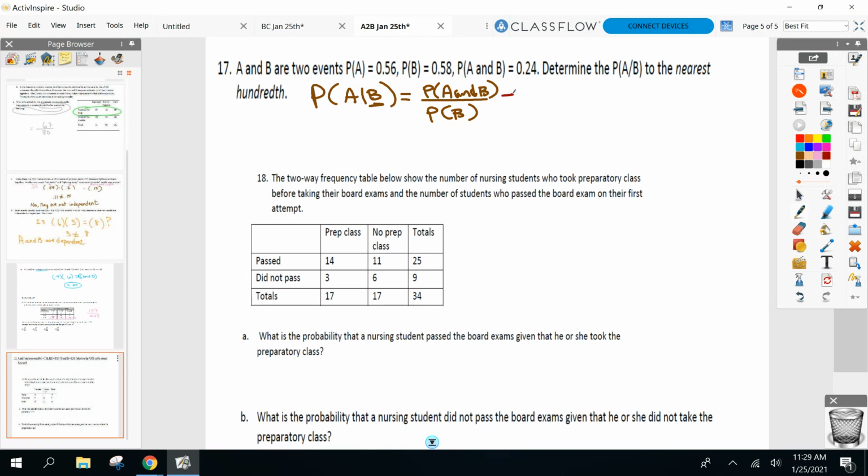So A and B was what? 0.24. B was 0.58. I threw that 0.56 in just to bait you. And it says nearest hundredth. 0.24 divided by 0.58. What do you got? 0.41. 0.41.